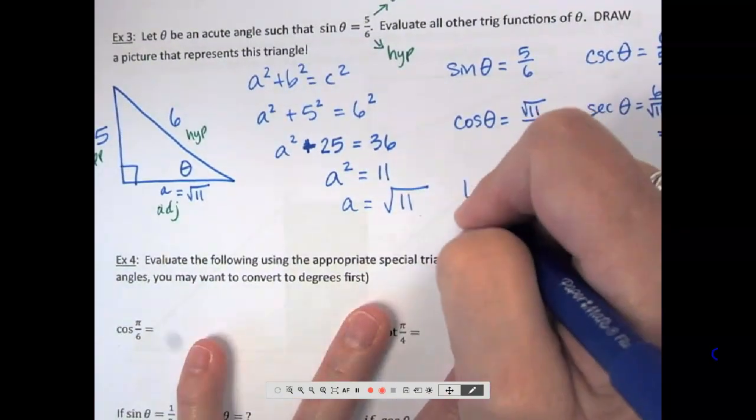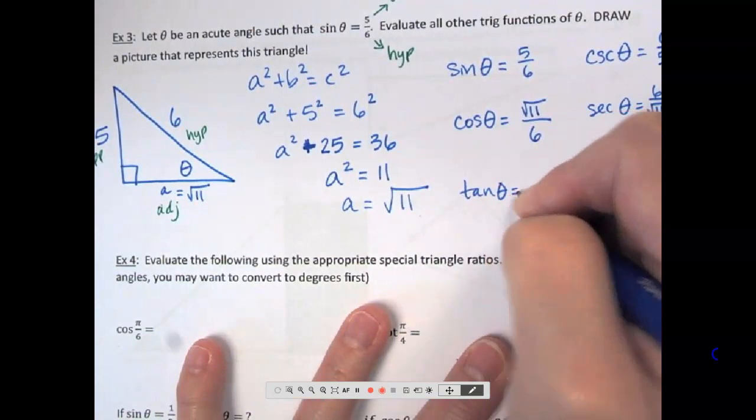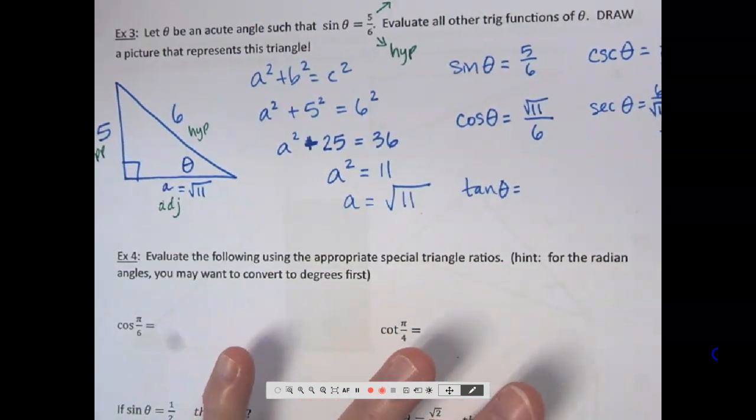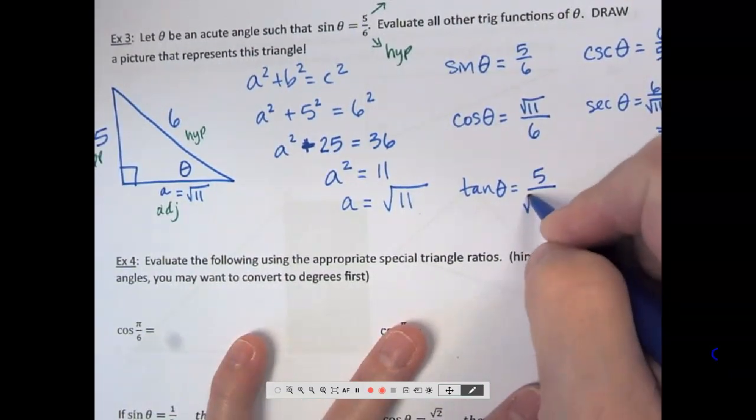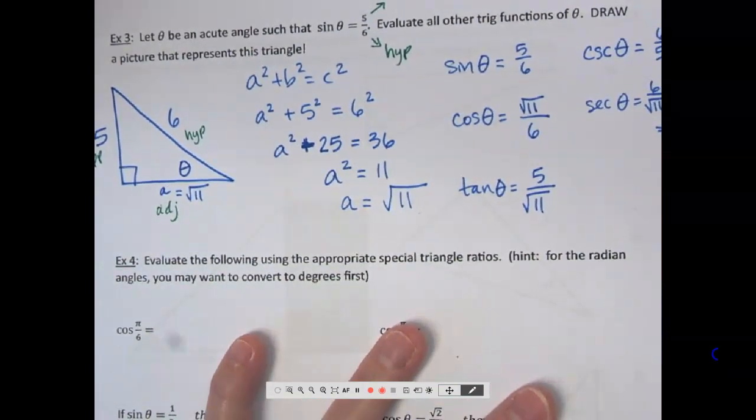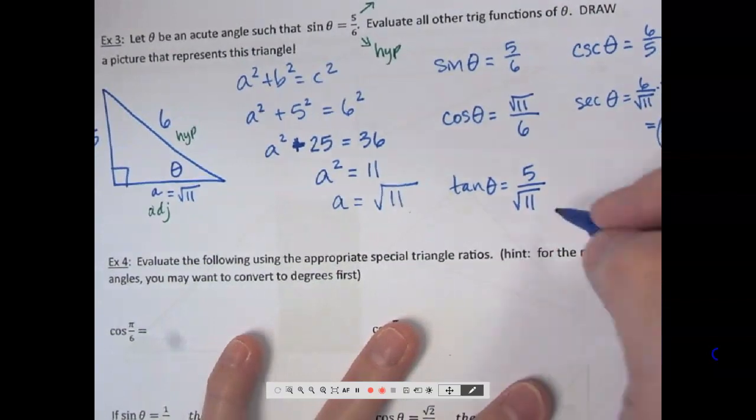Almost done. Tangent is what ratio? What over what? Opposite over adjacent. Opposite adjacent. Oop, gotta rationalize. Can you tell me what you would get?